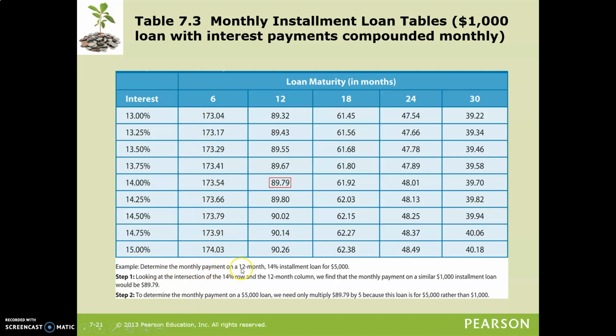Determine the monthly payment for a 12-month, 14% installment loan for 5,000. Looking at the intersection between 14% and the 12-month column, we find that the monthly payment on a similar 1,000 installment loan would be $89.79. To determine the monthly payment on the 5,000 loan, we need to multiply 89.79 by 5 because this loan is 5,000 rather than 1,000. So that is your monthly payment for 5,000 at 14% for a year.